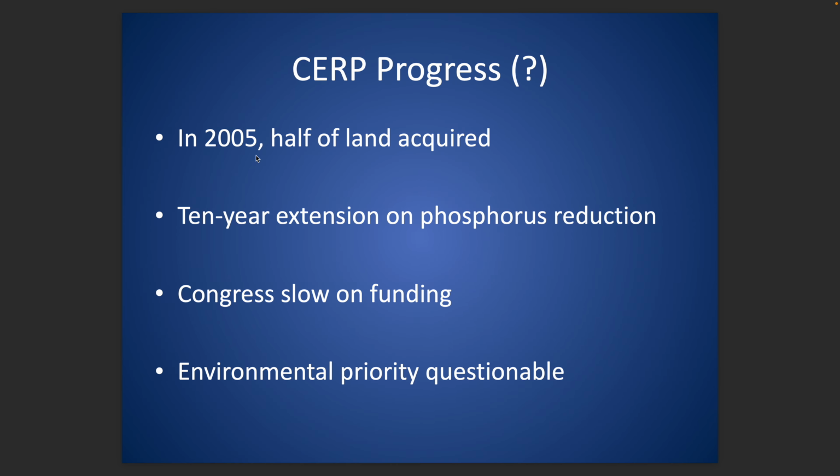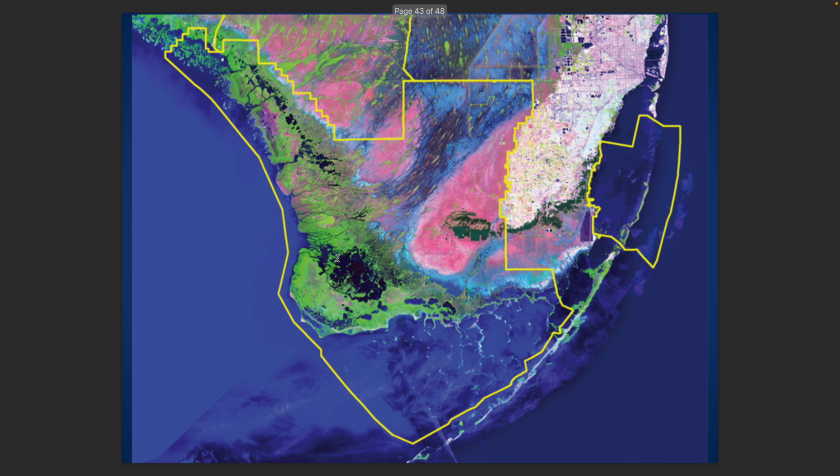So as of 2005, they acquired half the land. There was an extension on reductions in phosphorus. Congress has been a little bit slow on funding. The environmental priority was questionable. I remember when I was doing this research, about the only progress I'd seen was that they built a center for invasive plants or something, and not much else. So I was like, oh, great job, guys. You built a building. Very proud of you.